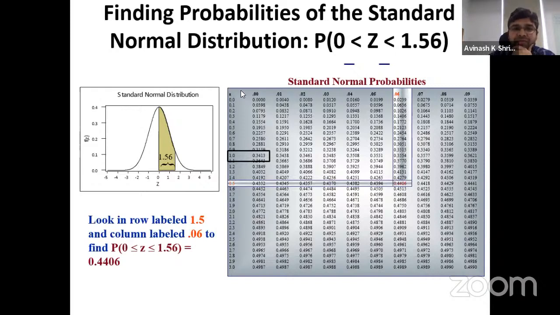So for 1.95, what we need to do, we have to scroll vertically down till 1.9, and for the remaining 0.05, we have to move in the horizontal direction. You can see my cursor is going on, and then it will go till this. So this value 0.4744 is the probability corresponding to the z value of 1.95. Yes, exactly. So I hope I made the point clear how to calculate it.